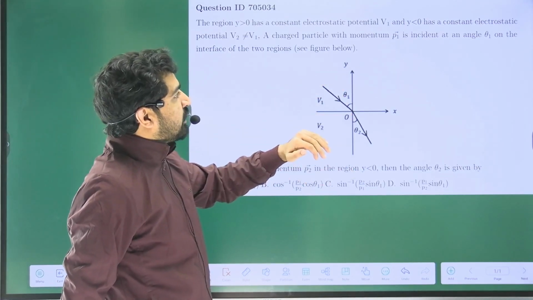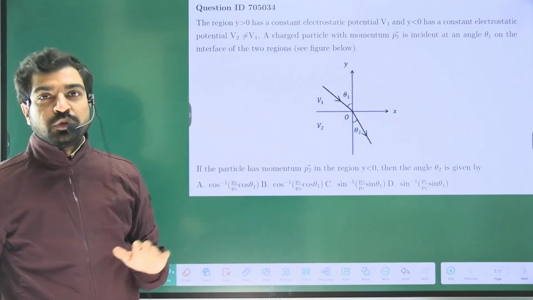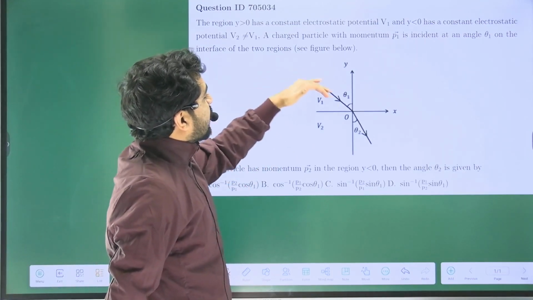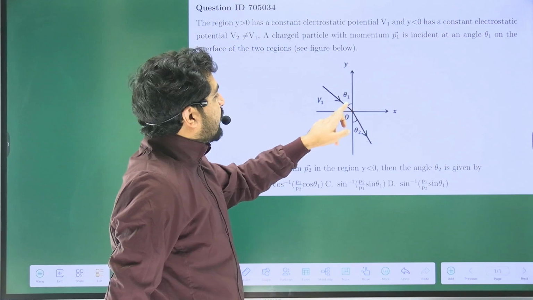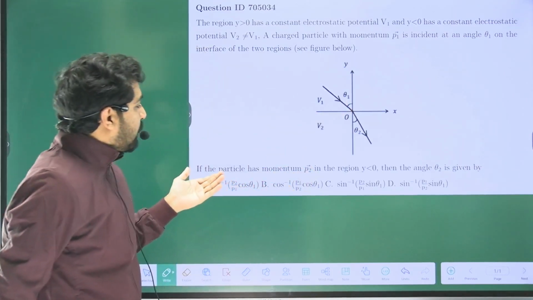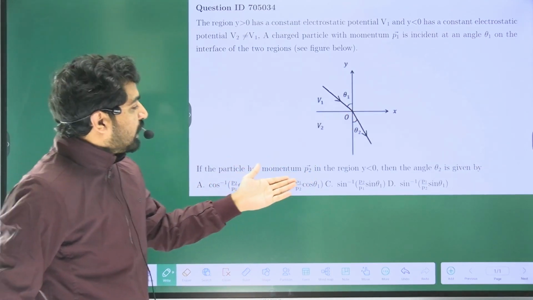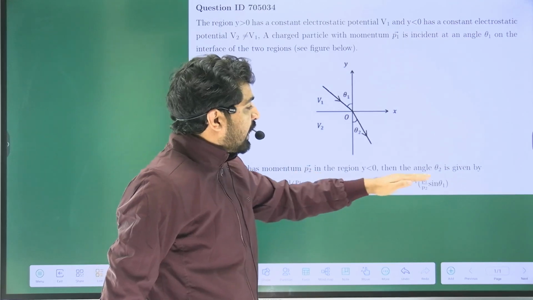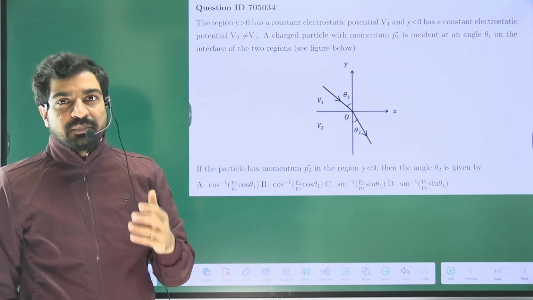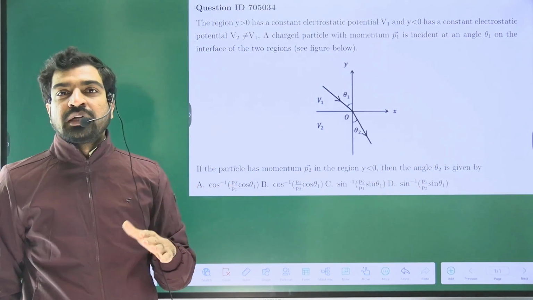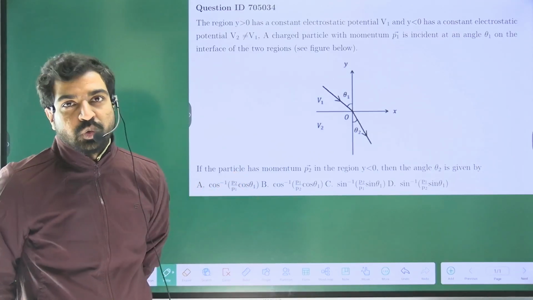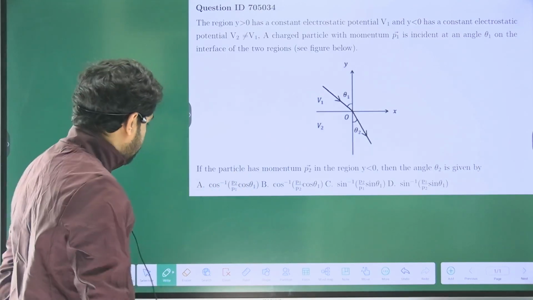The question is: the region y greater than 0 has a constant electrostatic potential V1 and y less than 0 has a constant electrostatic potential V2, which is not equal to V1. Then a charged particle with momentum P1 is incident at an angle θ1 on the interface of the two regions. If the particle has momentum P2 in the region y less than 0, then the angle θ2 is given by, meaning we have to find the relationship between θ1 and θ2 in terms of the given quantities, that is the momenta P1 and P2 in the two regions. Okay, so let's solve this question.